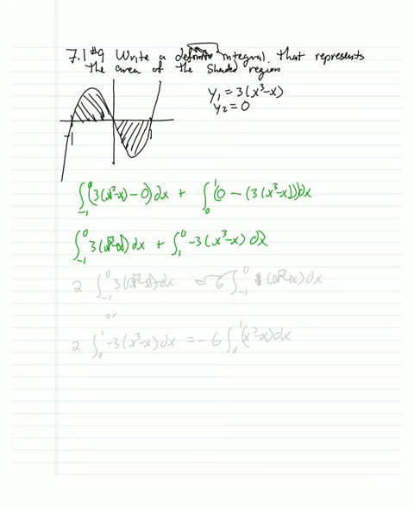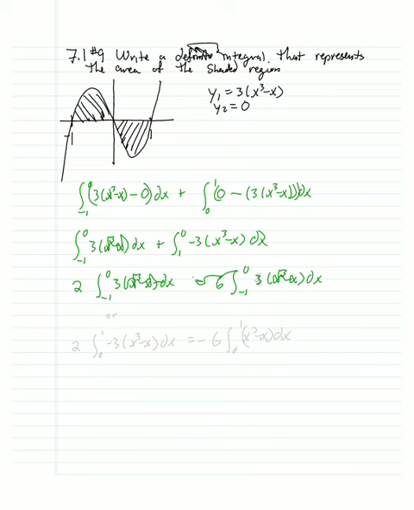Now if you notice, these are symmetrical curves. That is, 3 times x cubed minus x has origin symmetry, or point symmetry about the origin. And so the first part is basically the same as the second part. And so we could write this as either 2 times the integral from -1 to 0 of 3 times x cubed minus x dx, which would give us 6 times the integral from -1 to 0 of x cubed minus x dx.